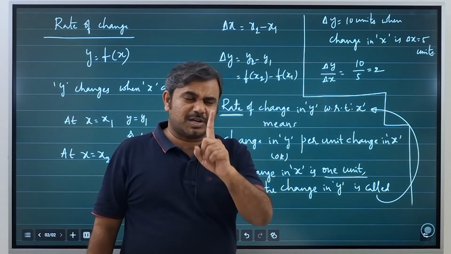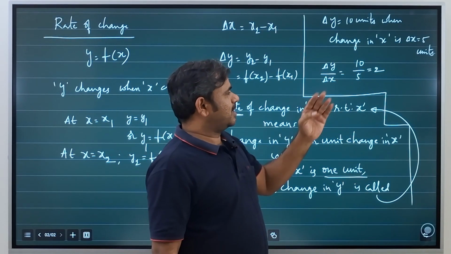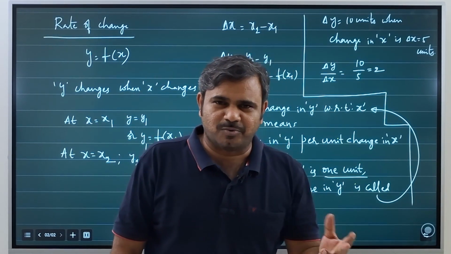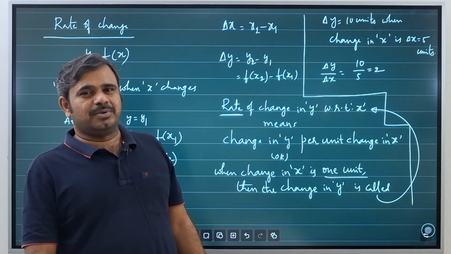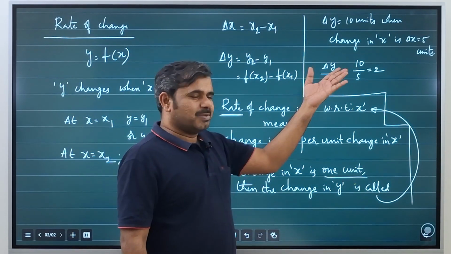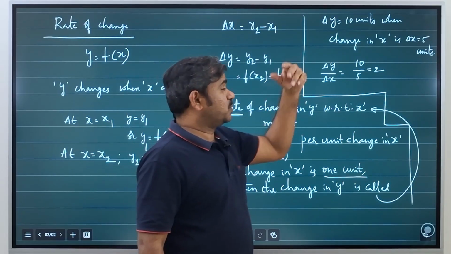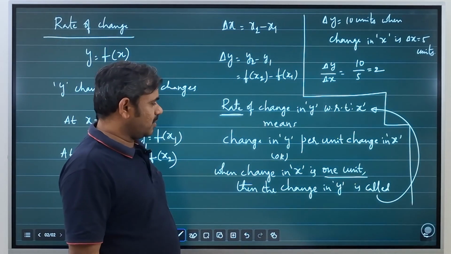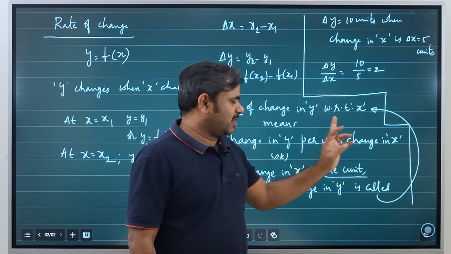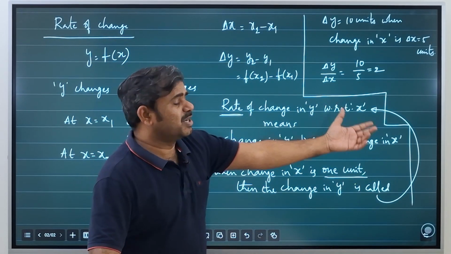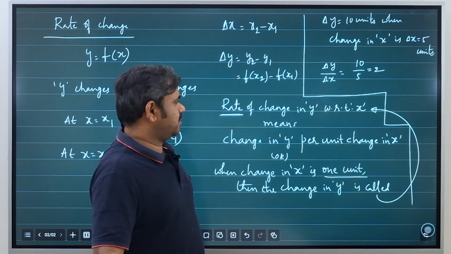When change in x is 1 unit, what is the change in y? 10 by 5. It's like 10 pens cost 100 rupees. What is the cost of 1 pen? What is the rate at which pens are bought? 100 by 10. Similarly, when change in x is 1 unit, that is the rate of change in y with respect to x. So rate of change in y with respect to x means change in y per unit change in x. That's what it means.